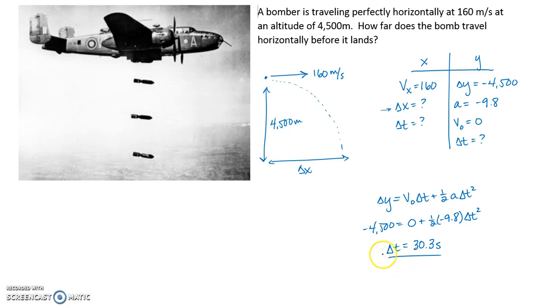But once you have this time, now we can take that information and go up and look at all this x information. So I'm going to change my colors just to distinguish here. So now in the x-plane, we're traveling at constant velocity.